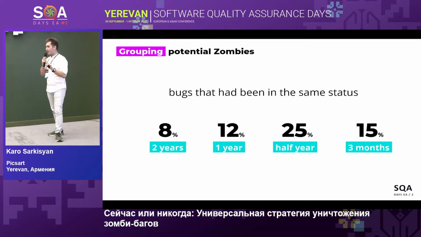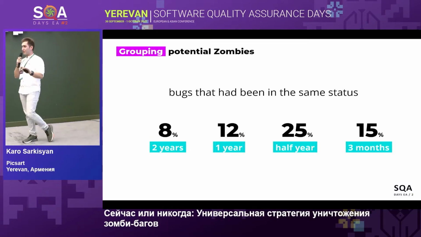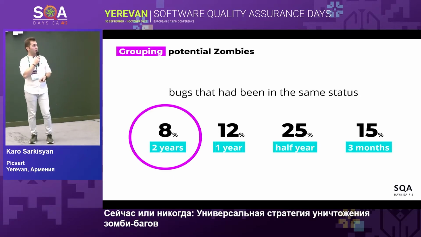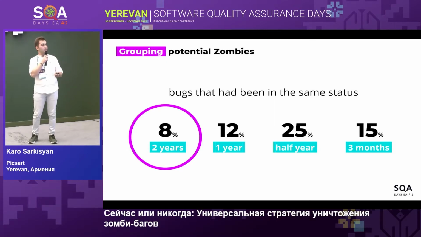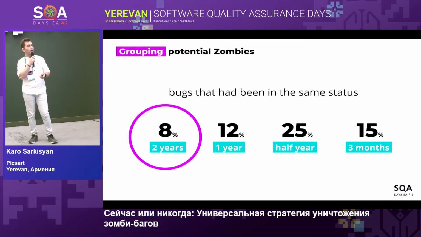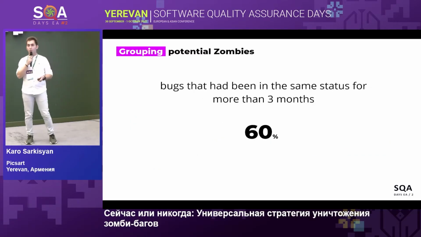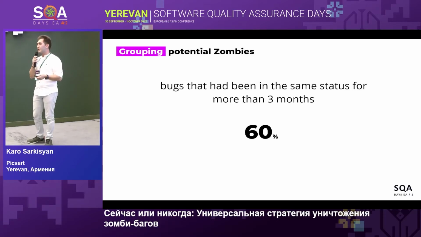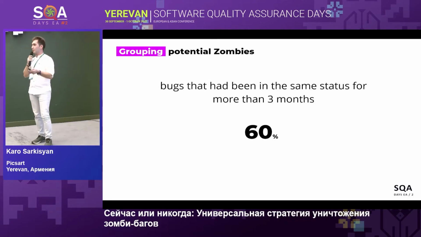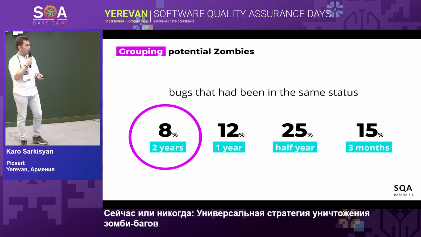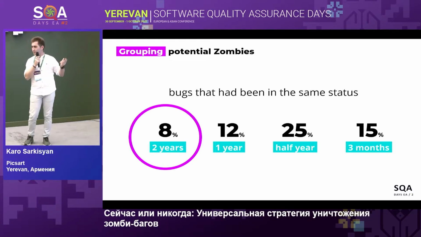As you remember, in our case the amount was a 4-digit number, and we found that the issues which were created 2 years ago and whose status was not changed were about 8%. 1-year-old issues were 12%, and the total number of issues which were created more than 3 months ago was 60%. So there is a huge chance that we have a lot of zombie bugs in our backlog. So we started from the group of 2-year-old issues.